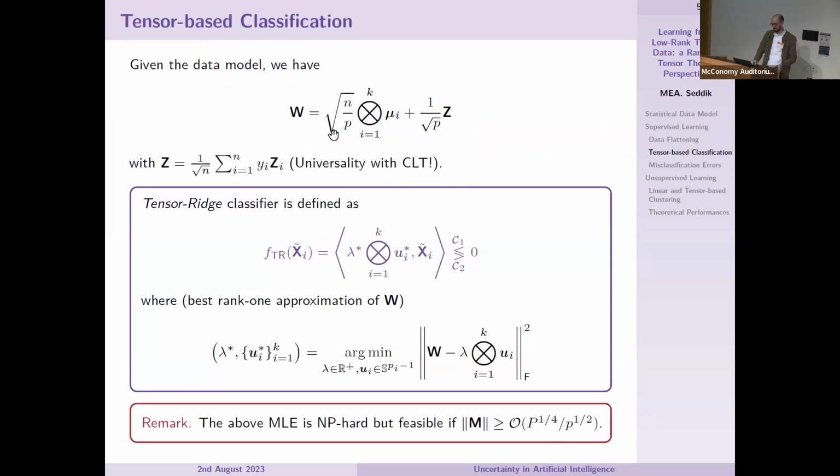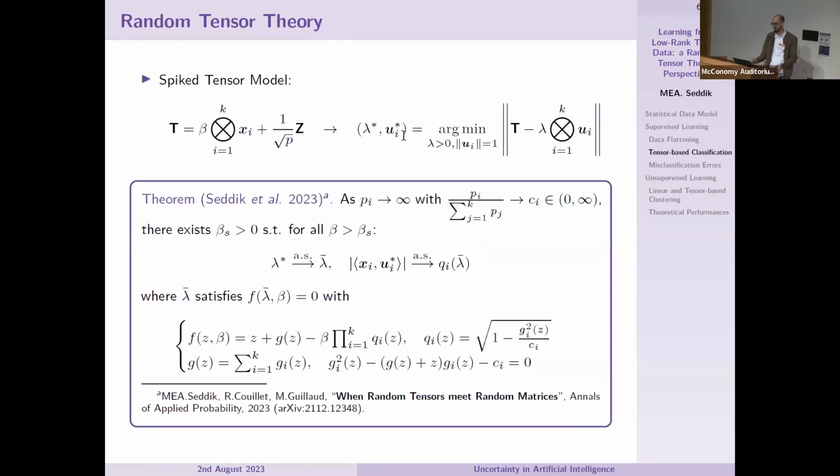So when we look at this weight tensor, it will be what we call a spiked tensor model. It's a model of the form where we have a rank 1 tensor plus a noise tensor with IID entries. This work is heavily based on a paper that I did a bit before, which was accepted lately at Annals of Applied Probability, which studies this rank 1 spiked tensor model.